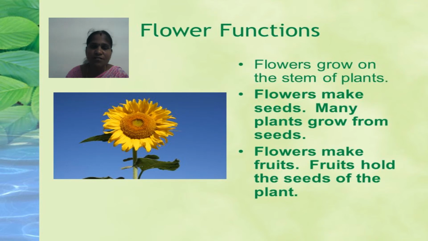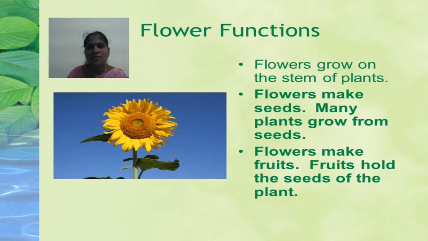Let's see the functions of the flower. What are the main functions of this flower? Flowers grow on the stem of a plant. The flowers grow on the stem, and on whatever branches are there, at the end of the branches have these flowers. Most of the flowers make seeds, and some of the flowers will be converted into fruits. The fruits have seeds.